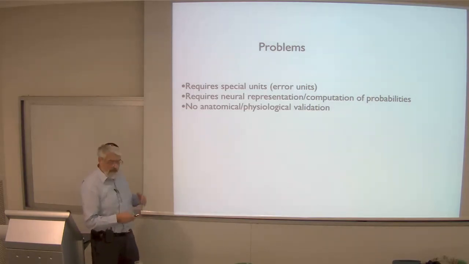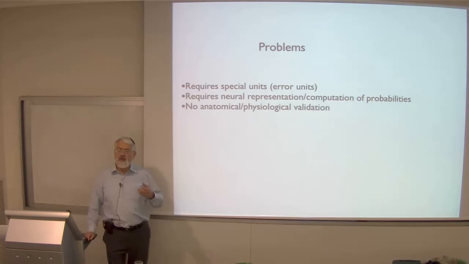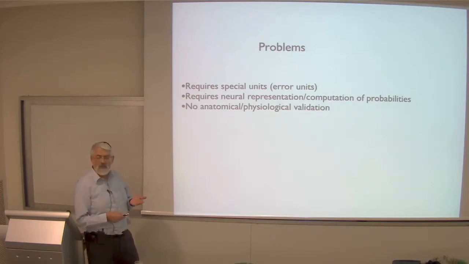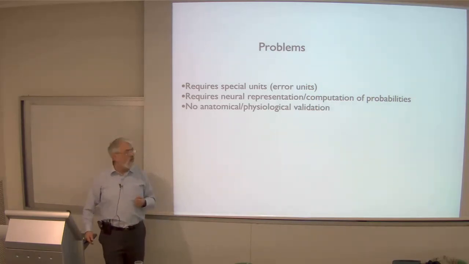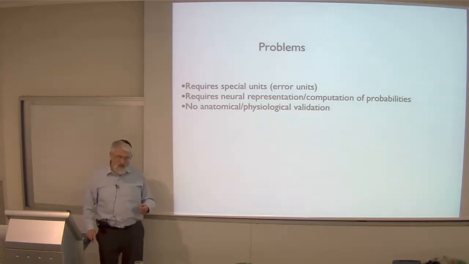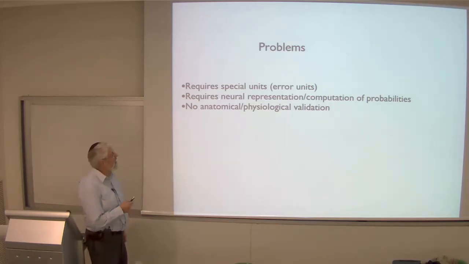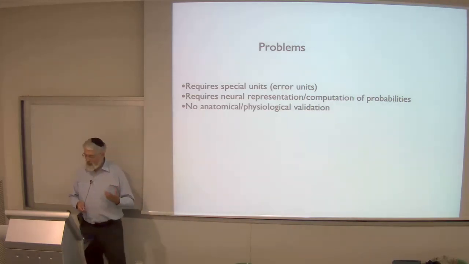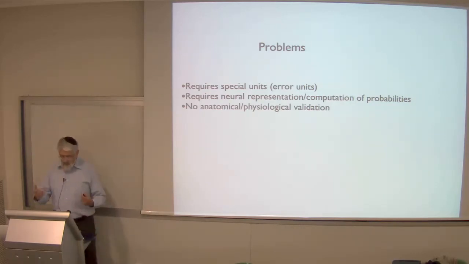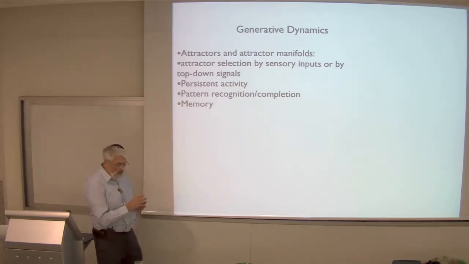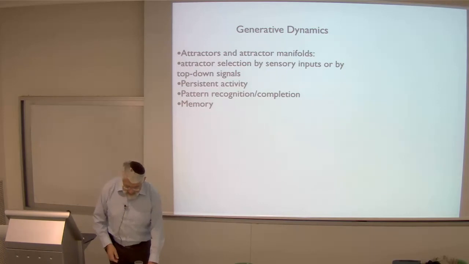Again, many of those models are based on probabilistic inference, so the brain has to both represent probabilities and also update them in a Bayesian way, and there are hardly any good, reasonable suggestions of how neurons or circuits in the brain do such computations. And again, there is no anatomical or physiological validation of that role of feedback in sensory processing.